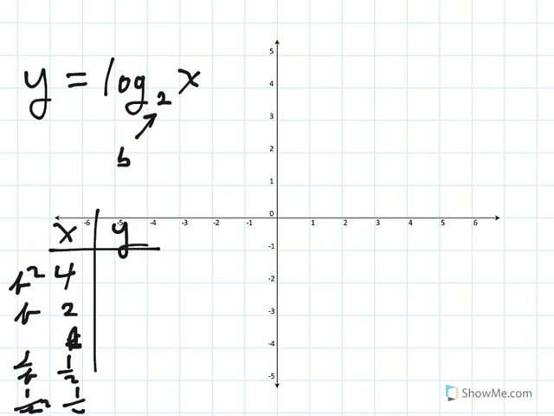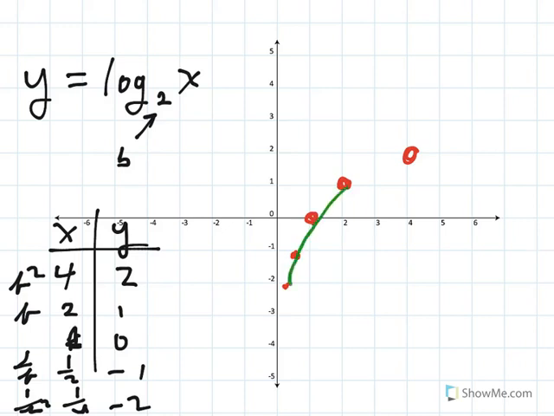If I choose those as my 5 x values, then my y values are going to be 2, 1, 0, minus 1, minus 2. And if I graph those 5 points: (4, 2), (2, 1), (1, 0), (1/2, minus 1), and (1/4, minus 2).